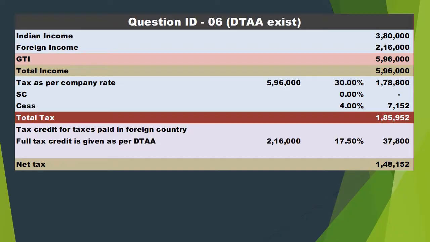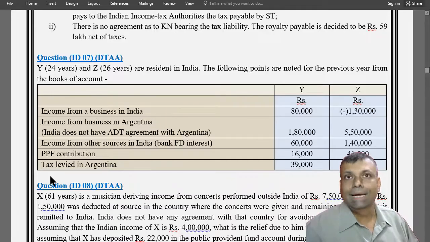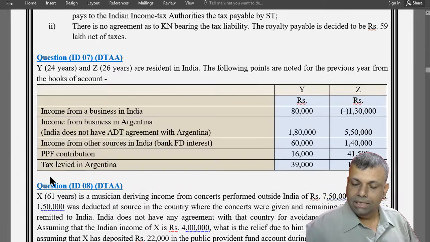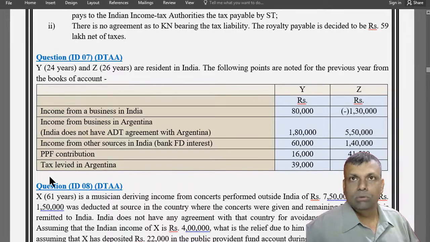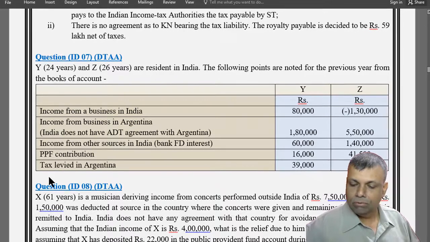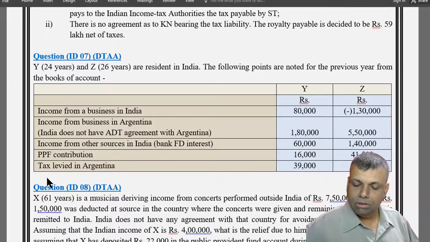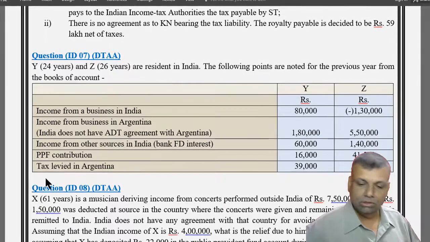Come on, let us start with this particular question. Question ID number 7. Y, 24 years, and Z, 26 years, are resident in India. The following points are noted for the previous year from the books of accounts. Y and Z: income from business in India, income from business in Argentina. India does not have any DTAA agreement with Argentina. Income from other sources in India, bank FD interest, PPF contribution, tax levied in Argentina.